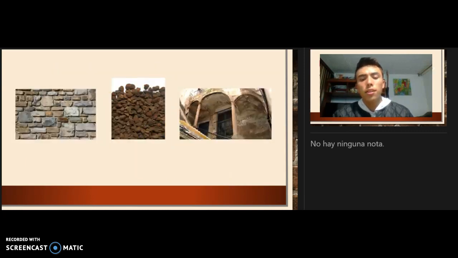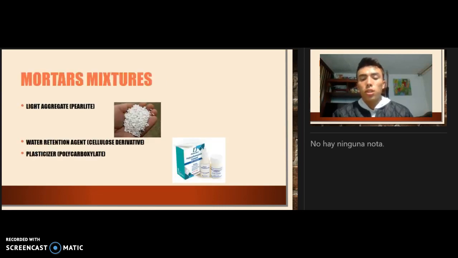The additions are essential components in masonry materials. The additives can be pozzolans, mineral fillers, and ceramic powder. For this project, three types of mixtures have been considered, which are aggregate, that is the perlite, water retention agent, that is cellulose derivative, and plasticizer, that is polycarboxylate.